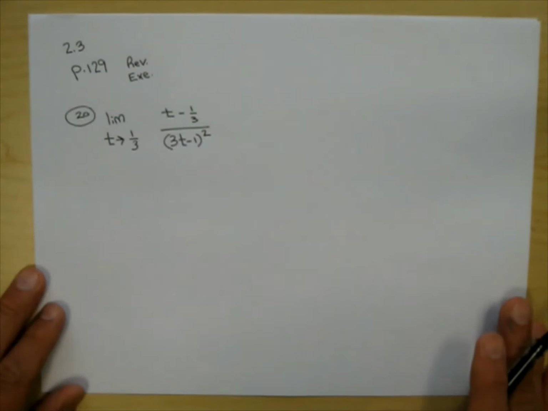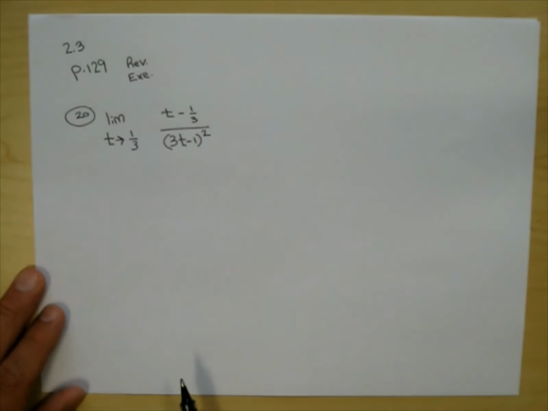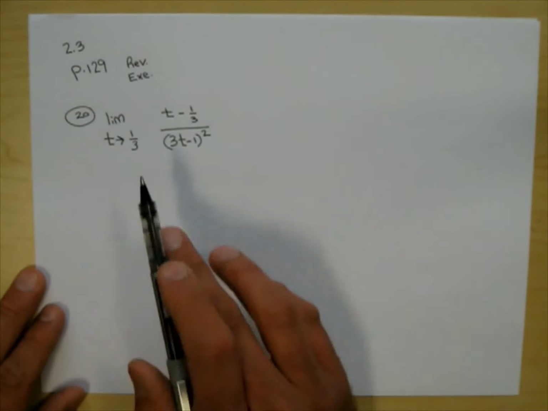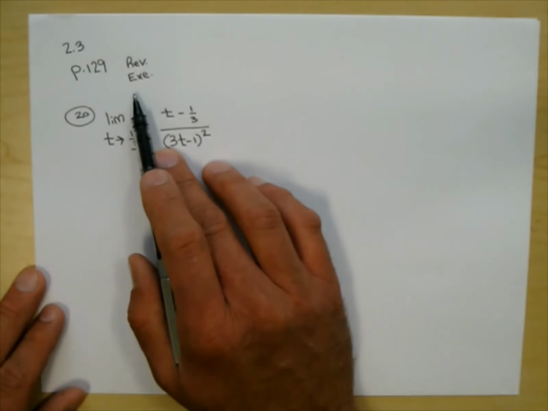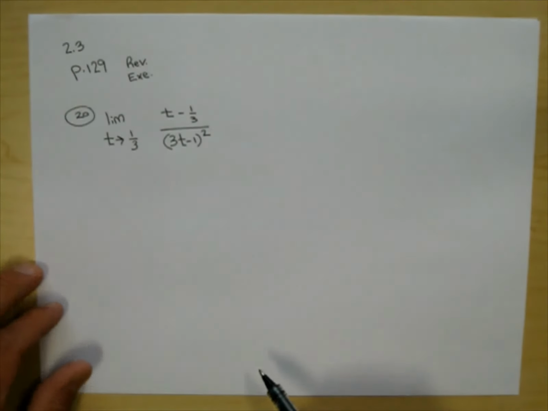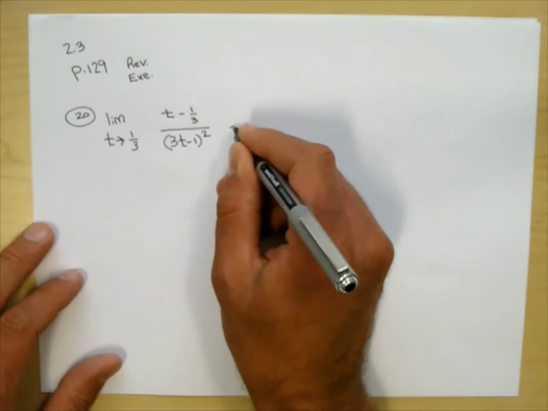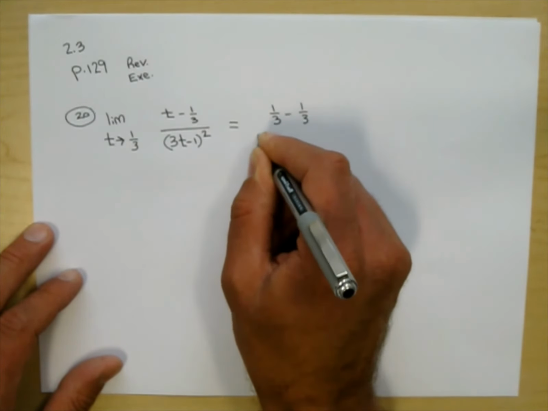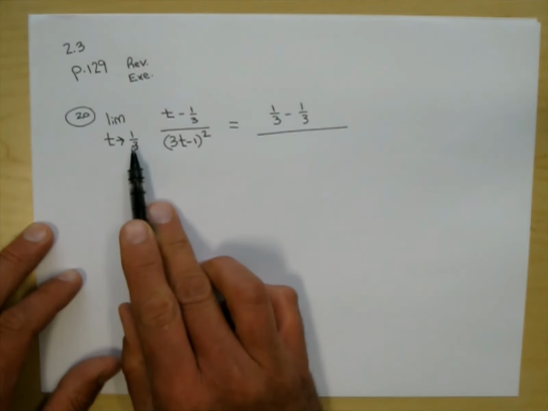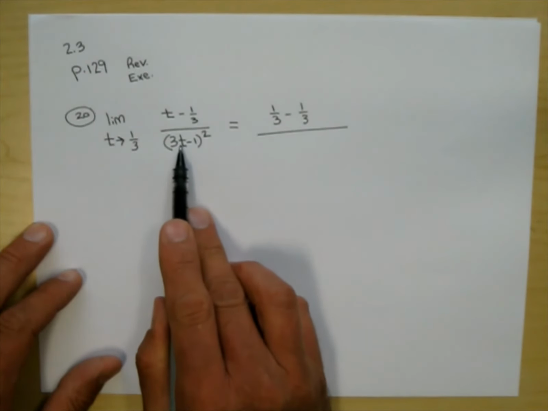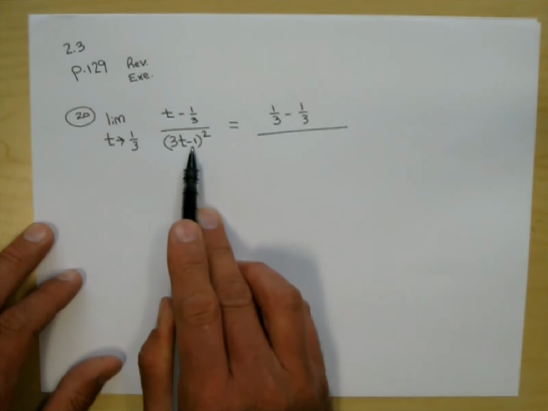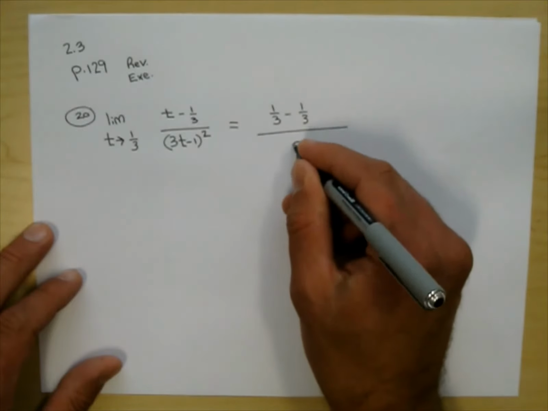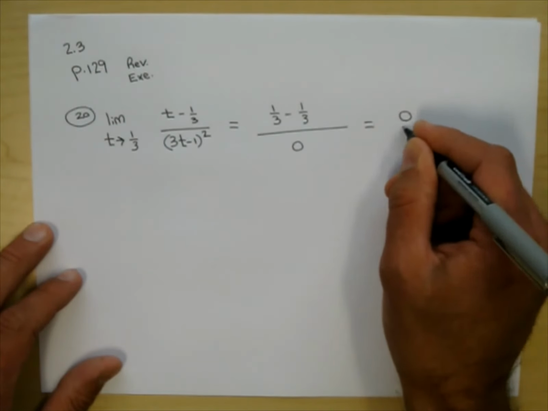Okay, let's do this problem. Problem number 20 from the review exercises of Chapter 2, but it covers 2.3. I'm going to go ahead and put 1/3 in for t. So I have 1/3 minus 1/3 on the top. And then on the bottom I have 3 times 1/3 is 1. 1 minus 1. 0. 0 squared is 0. So this gives us 0 over 0.